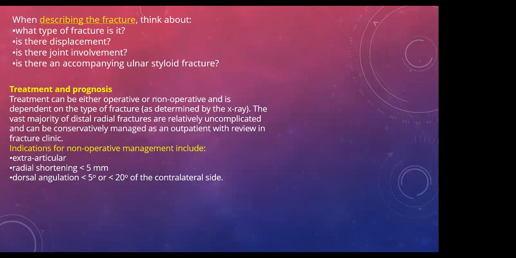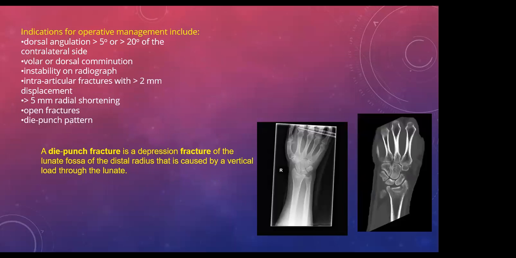Indications for non-operative management: extra-articular, radial shortening less than 5 mm, dorsal angulation less than 5 degrees or less than 20 degrees of the contralateral side. Indications for operative management: dorsal angulation more than 5 degrees or more than 20 degrees of the contralateral side, volar or dorsal comminution, instability on radiograph, intra-articular fracture with more than 2 mm displacement, more than 5 mm radial shortening, open fracture, and die punch pattern.